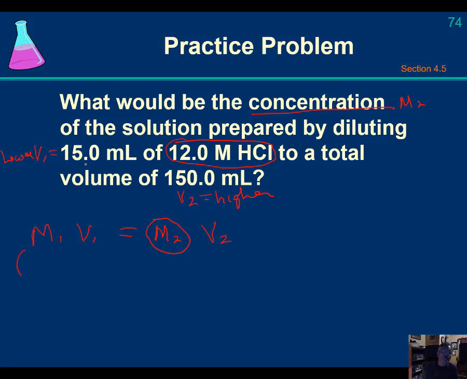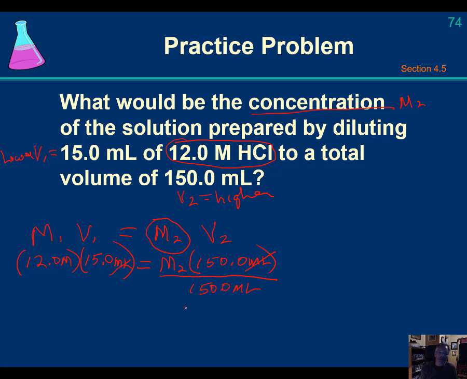The initial concentration is the higher concentration, that's 12.0 molar. The initial volume is the 15 milliliters, that's the lower volume, and this is in milliliters, and then equals M2 times the final volume, which is the higher volume, 150.0 milliliters. Now, some people would like to ask the question, why don't I have to convert to liters? Well, you could convert to liters, but you'd have to add an extra step to your equation, but you really don't have to do that if the volume is in the same units on both sides. Now, if one of them's liters and one of them's milliliters, you have to change one of them in order to solve the problem.